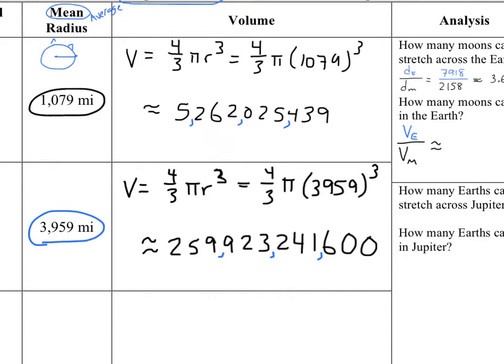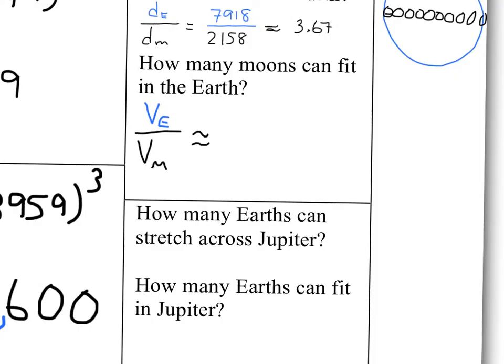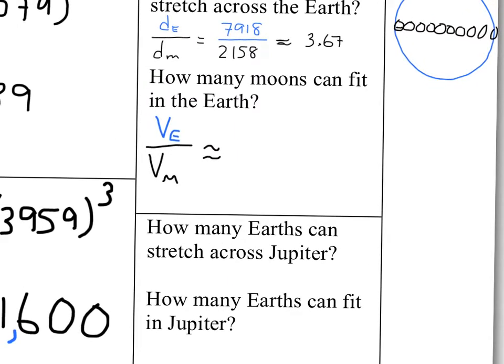So all we now do is take those two numbers, and I'm not going to write them out again because that's going to take me half of tomorrow. So this 260 billion divided by 5.3 billion. That's what's going to go right over here. With your calculator, just take the number that's in your calculator now and divide it by this 5262, etc. When I finish this, I end up with approximately 49.4. So how many moons can fit in the Earth? 49.4 moons can fit inside the Earth.